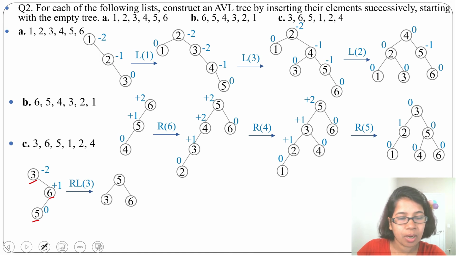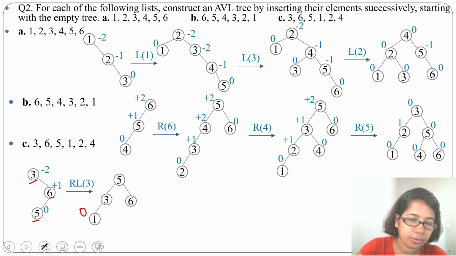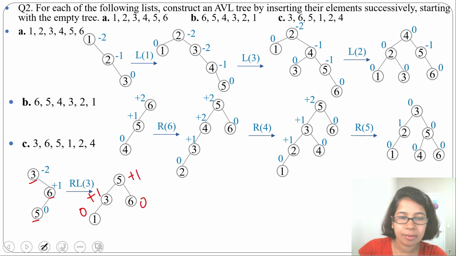Next we'll insert 1. 1 is less than 3, so 1 will be the left child of 3. Now check the balance factor. Balance factor of 1 is 0. Balance factor of 6 is 0. Balance factor of 3 is plus 1. Balance factor of 5 is plus 1. It's an AVL tree.